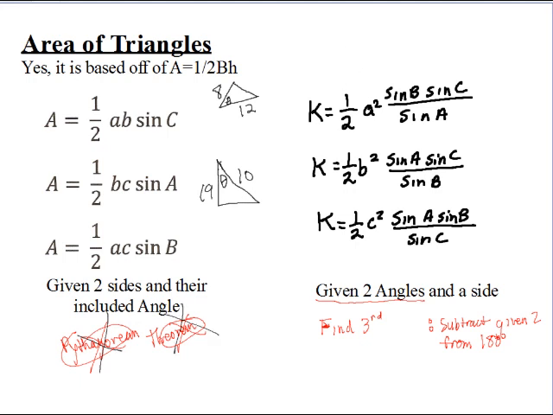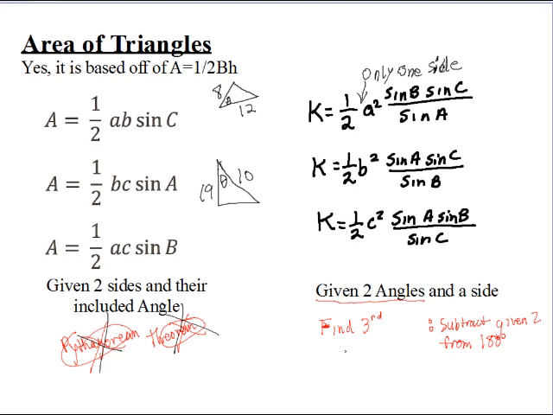Over here, this is when you're given all three angles, or you can actually calculate all three angles, and you're only given one side, okay? So this is when you have only one side. And that side's opposite angle is going to be on the bottom. So if you are given B, big B is going to be on the bottom. If you're given C, big C is at the bottom.